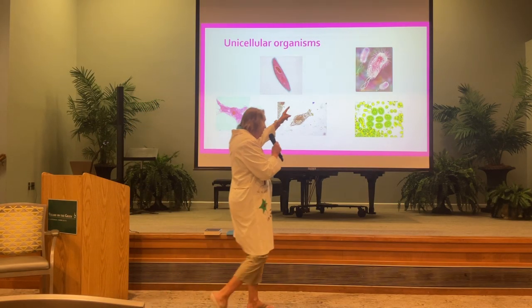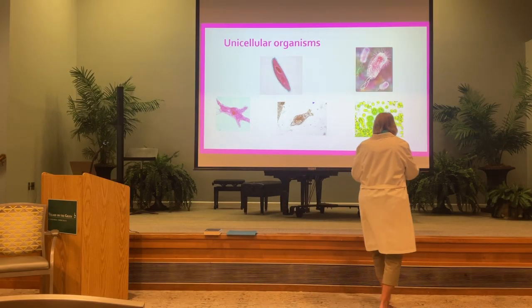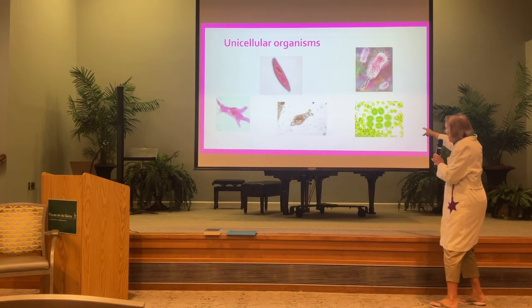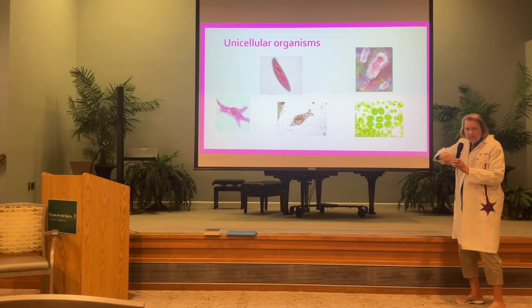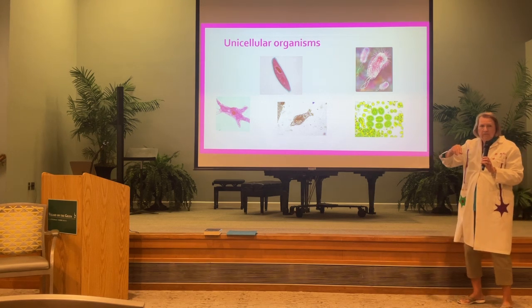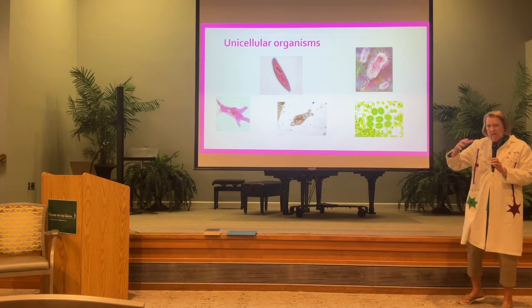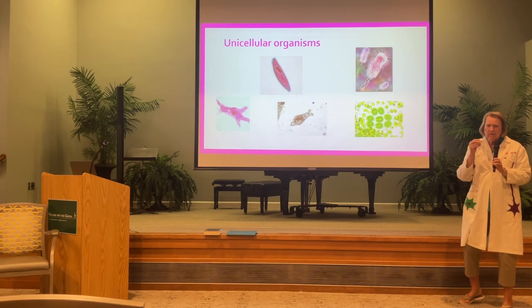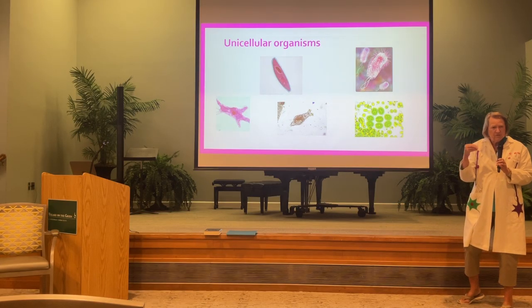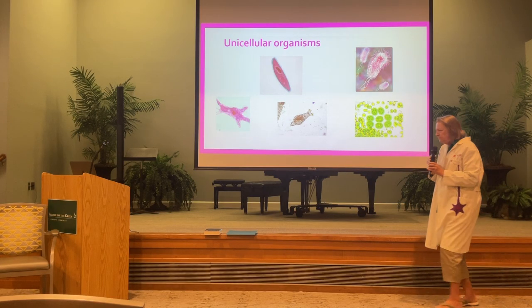There's another unicellular organism, and these are algae cells. You see that they're green. They have the chloroplasts in them, which are the little structures that do the photosynthesis and make them green.